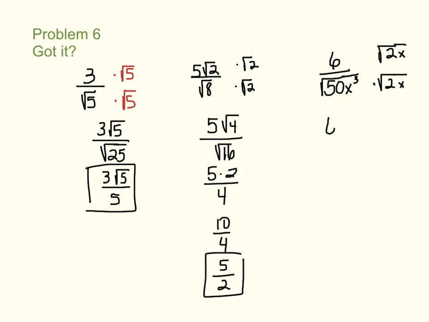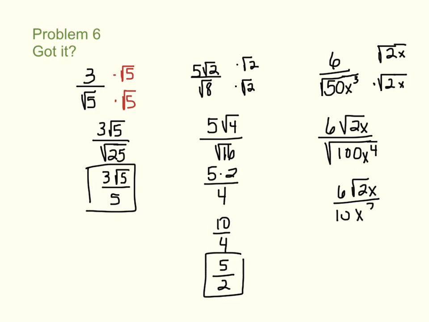So on top, I would get 6 times the square root of 2x. On bottom, I would get the square root of 100, which you can just skip this step if you know what the square root of 100 is. It's going to be 10. And then x to the third times x is x to the fourth, and the square root of x to the fourth is x squared. But we're still not done, because right here I have 6/10. 6/10 can be divided by 2. You're going to get 3/5. The square root of 2x cannot be simplified. x squared stays on the bottom.